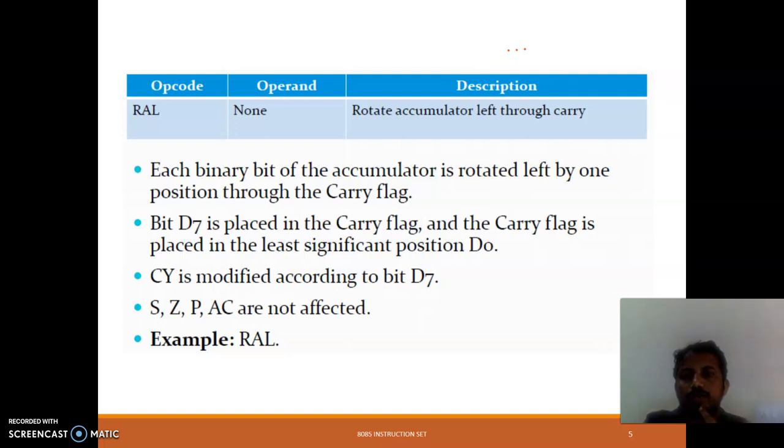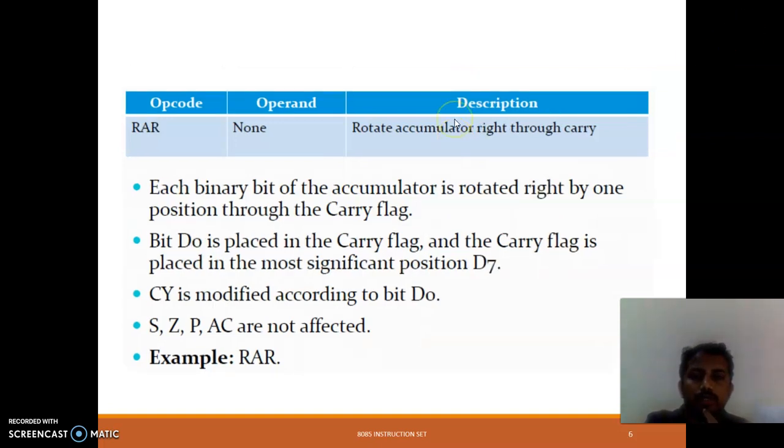The first bit would move to the next one, and the next bit would move to the next one. Like that, it would move through the whole content of the accumulator. Every time, this instruction refers to the A register. Whatever the content of the A register is, it would be shifted left when you give the instruction RAL. And when you give the instruction RAR, it would be shifted right by one bit.